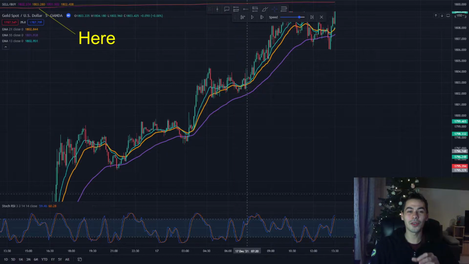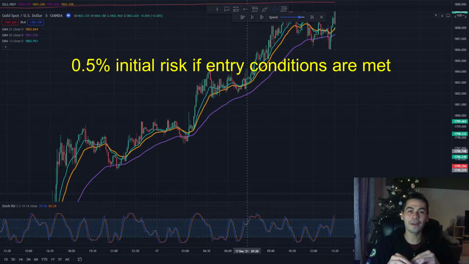Now the risk that you should take on any of the trades should start from 0.5, which is the standard risk entry, and the only thing that you need is the EMAs to be crossed in a way that describes our entry. Again, you can check it in our previous video or just stick around a little bit more and I'll show you some entries in this video as well. And also the stochastic RSI to be oversold or overbought depending on your entry.